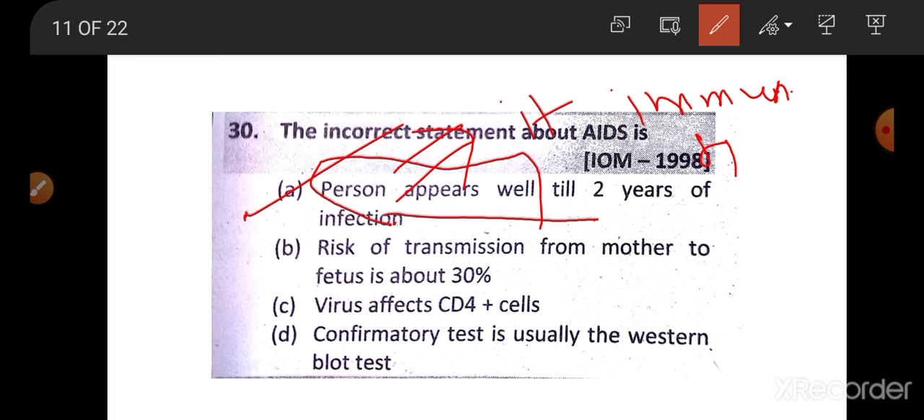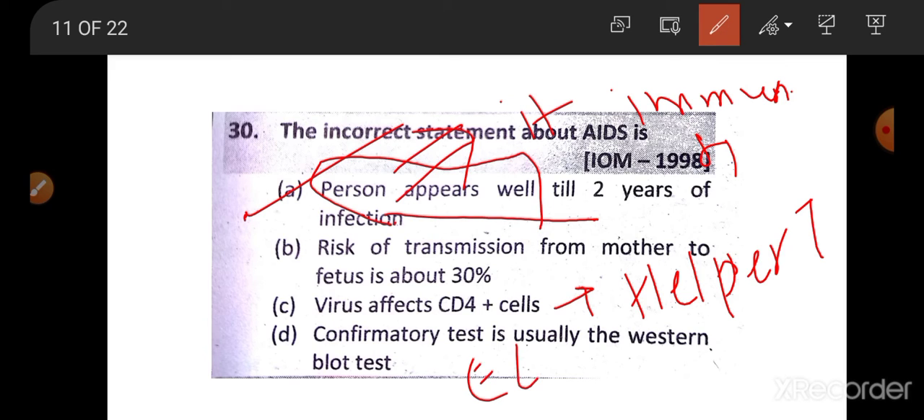Risk of transmission from mother to fetus is 30%. Blood contact, there is transmission of 90%. Sexual intercourse, there is transmission of 0.01 to 1%. Virus affects CD4 cells, which is helper T cells. Confirmatory test is Western blot. Screening test is ELISA test, enzyme linked immunosorbent assay, while confirmatory test is Western blot test.